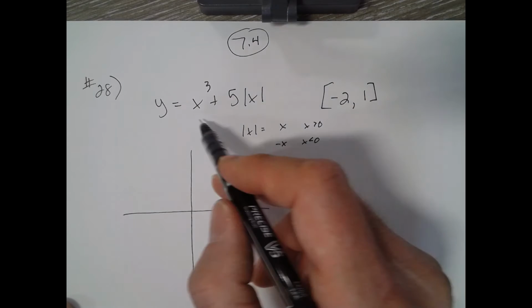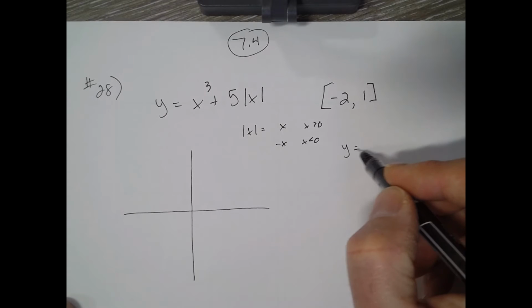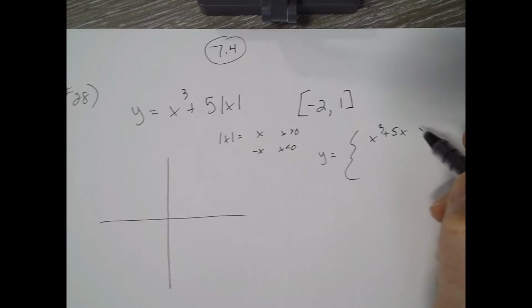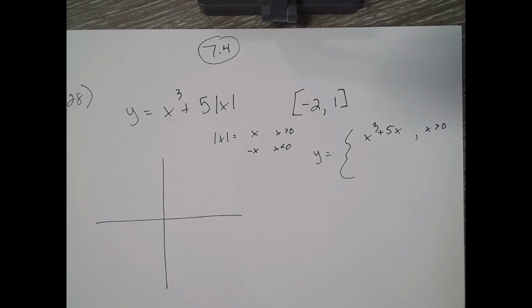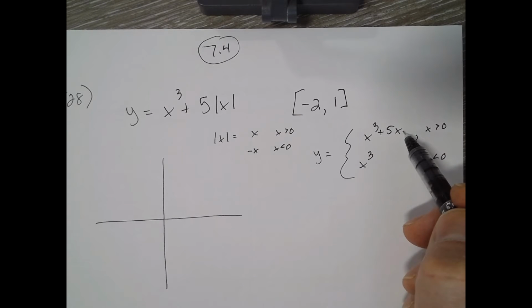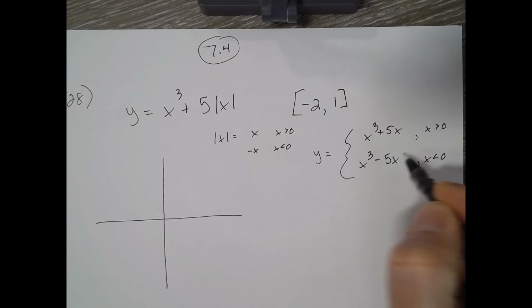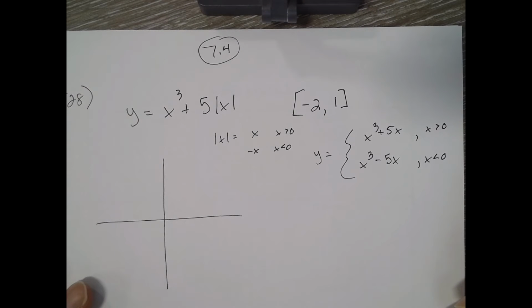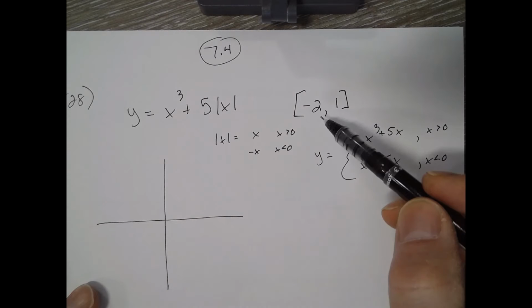So this function y becomes x cubed plus 5x as long as x is greater than 0. But if x is less than 0, it's going to be x cubed plus 5 times negative x, so minus 5x. So we turned it into a piecewise function. And 0 does land in our interval.